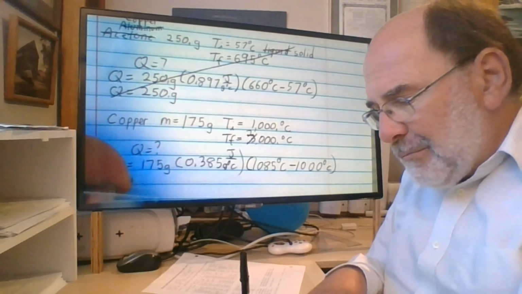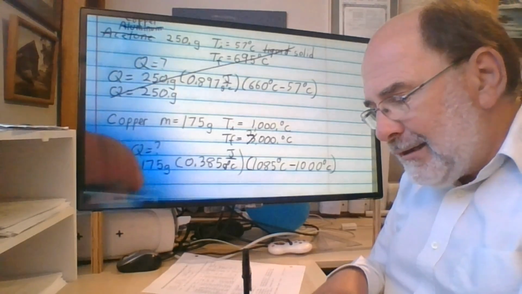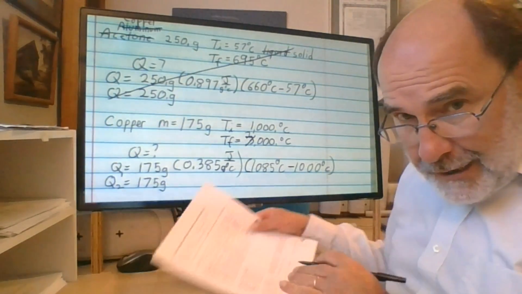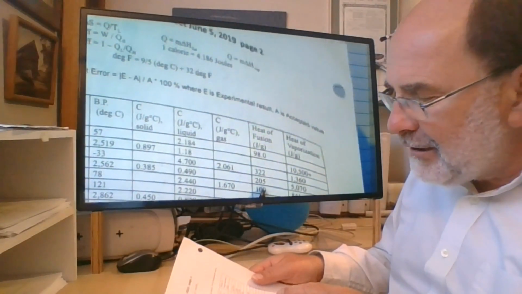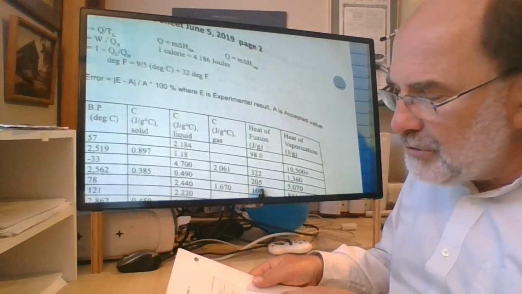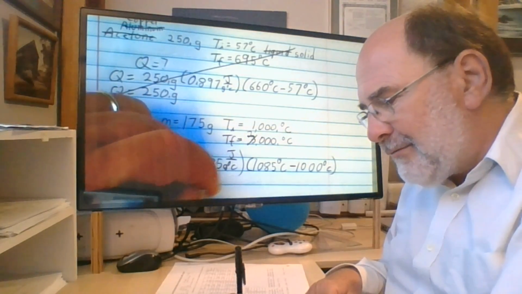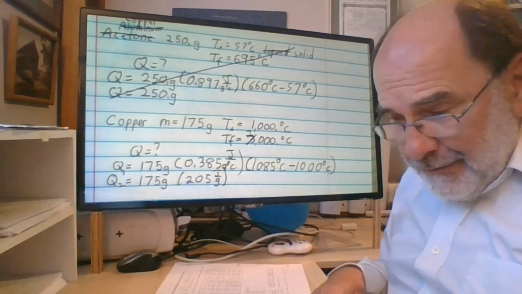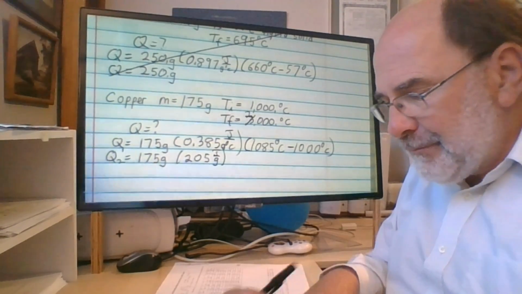Q2 will be the heat energy necessary to melt that copper. It's the mass of that copper, 175 grams, times the heat of fusion for copper. So on this chart, it says the heat of fusion is 205 joules per gram. So multiply by 205 joules per gram. And that will give me how much heat it takes to melt 175 grams of copper.